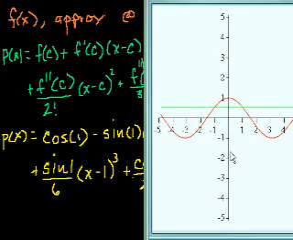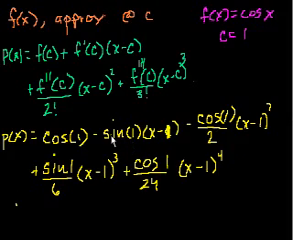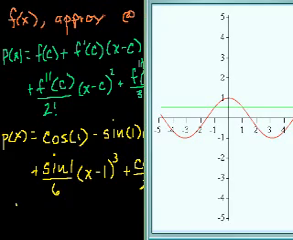But let's add some terms. Let's add the second term to it. So what was the second term? It was minus sine of 1 times x minus 1. So let me add that. So minus sine of 1 times x minus 1. Graph it. There you go.